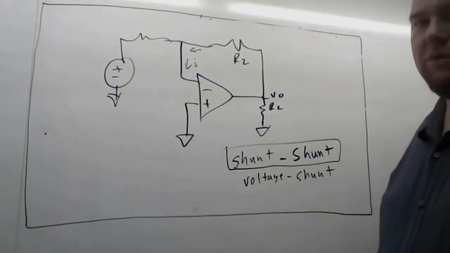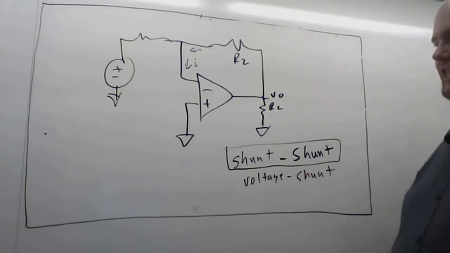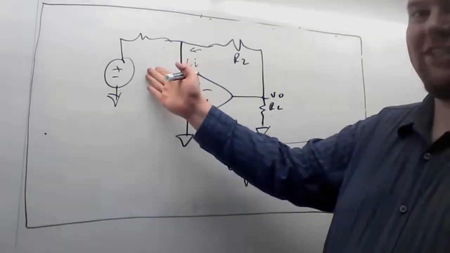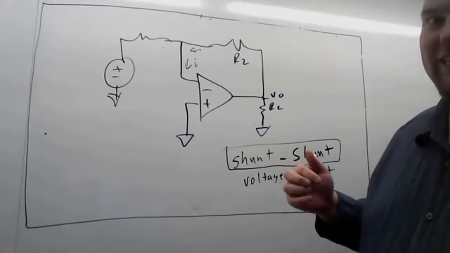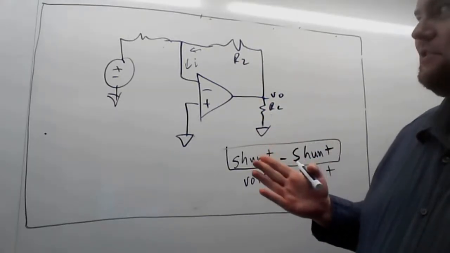Right? So this would be the inverting amplifier configuration. Inverting amplifier is a shunt-shunt op-amp configuration. You might say, well, why? Now this is confusing because now our input's a voltage. In the last case, our input was a voltage. So how do we know this is true?